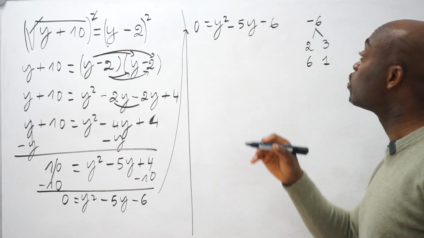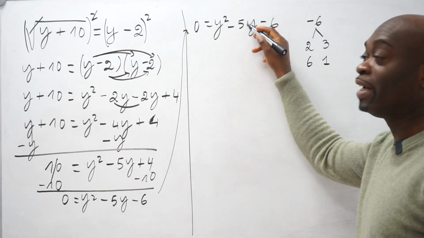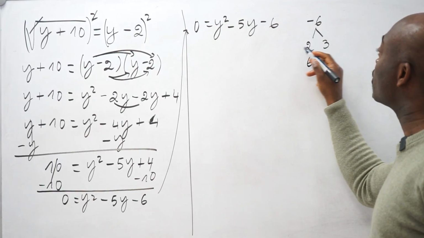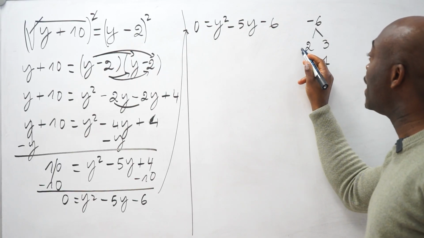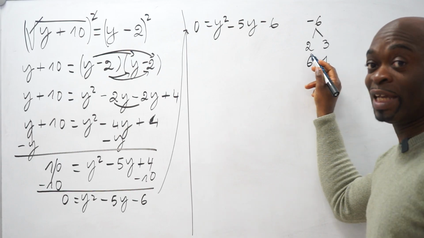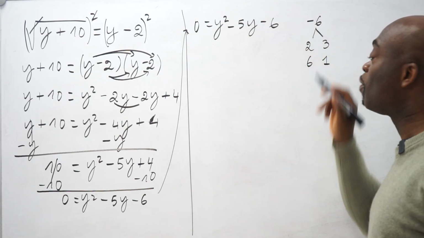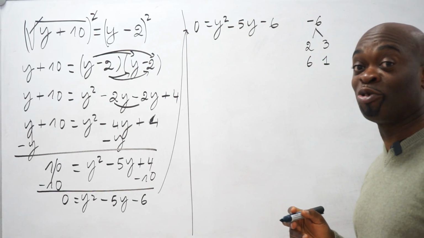The same two numbers, when you add them up, you get what? Negative 5. Is this going to work out? No. Because if this were to be negative 2, negative 3, that gives you negative 5 if you add. But when you multiply, you get what? Positive 6. So it does not agree.